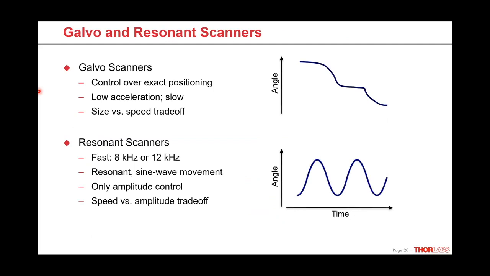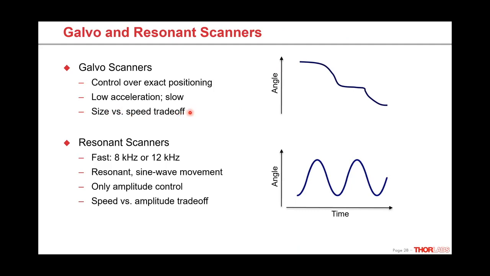So let's now talk about different scanner types. There are two broadly different types of scanners, galvo scanners and resonant scanners. Galvo scanners give precise control over exact positioning. One can send an analog signal to the scanner and have it move to a particular angle. The drawbacks to galvo scanners are that they have relatively low acceleration and relatively low maximum speed. Furthermore, galvo scanners have a size versus speed trade-off.